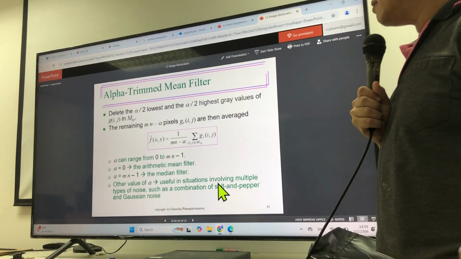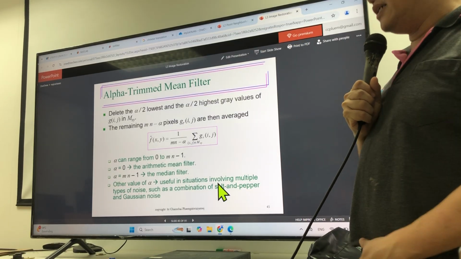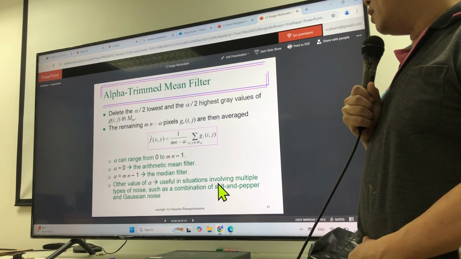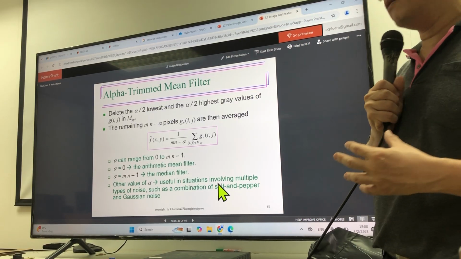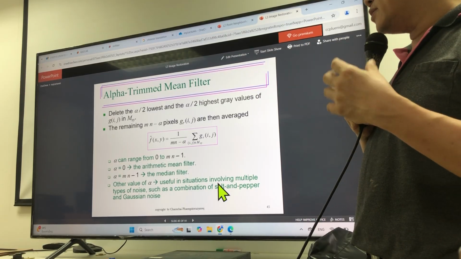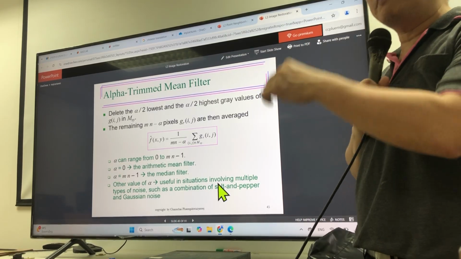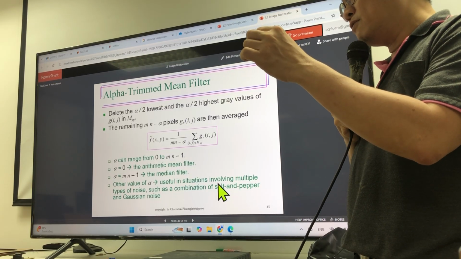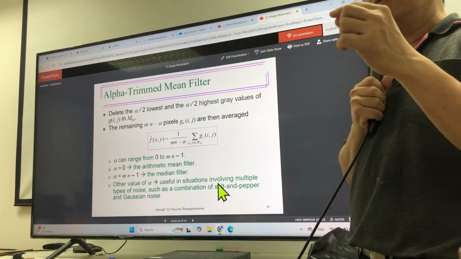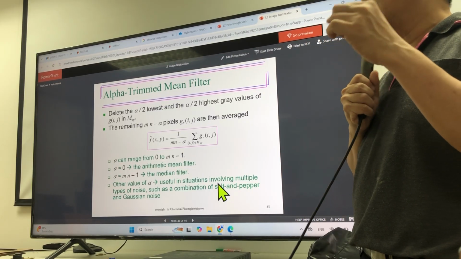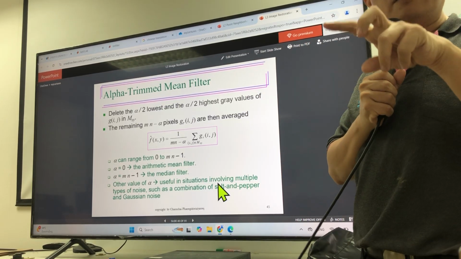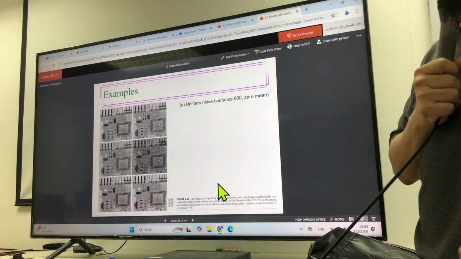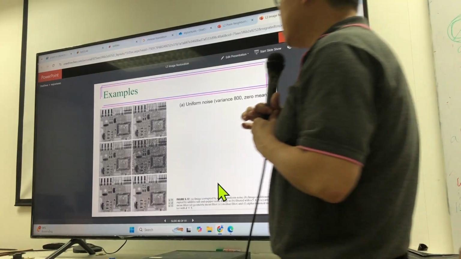They claim that this alpha trim mean is good for working with mixed noise. Suppose you have mixed Gaussian and salt and pepper noise. Salt and pepper we usually get rid of with the median filter, and Gaussian we usually use the average, the arithmetic mean filter. If you have them mixed, you might want to use alpha trim.